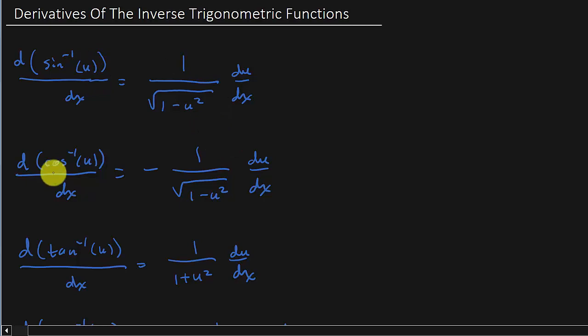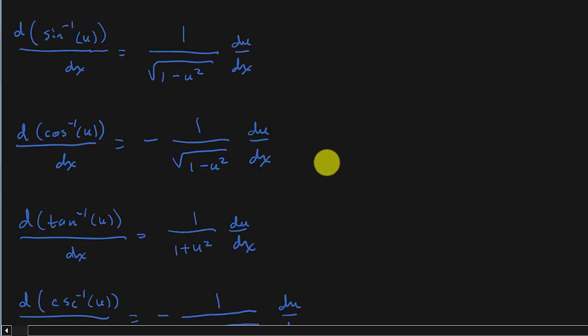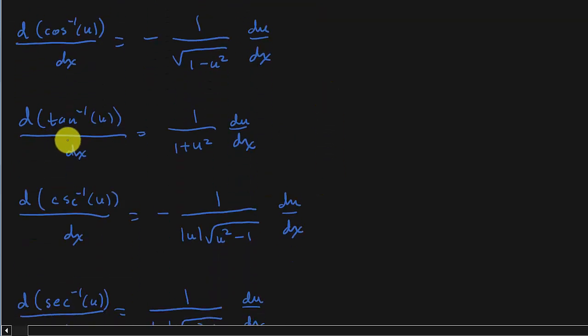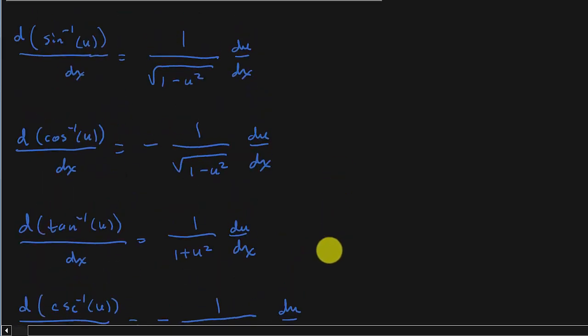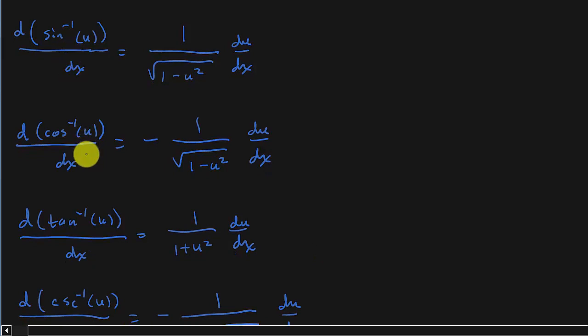And then look, inverse cosine of u, the derivative. You see it's the same as inverse sine except it has a negative, and then times the derivative of what you're taking the inverse cosine of. And then inverse tangent is 1 over 1 plus u squared times the derivative of what you're taking the inverse tangent of.